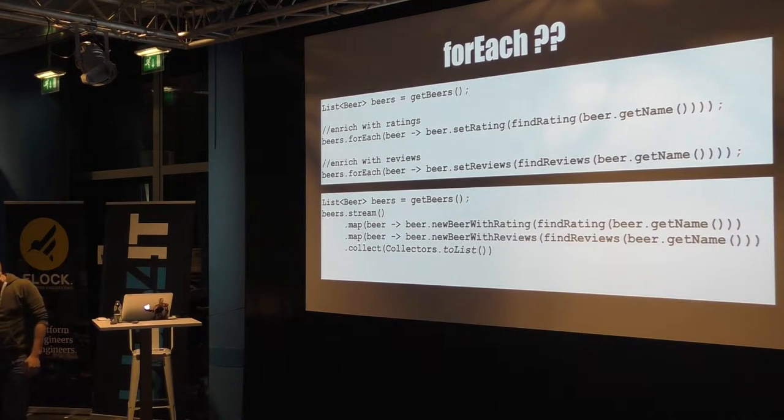For each can be used to provide side effects. But, like in this case, we set something. I would actually tend to say don't use setters. Make your objects, in this case, immutable. And in this case, I have a new function, say new beer with ratings, that provides me a new beer with the same data in it and the application of the ratings I want to add to the beer, and actually returns me a new object.